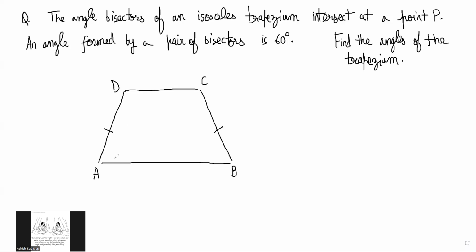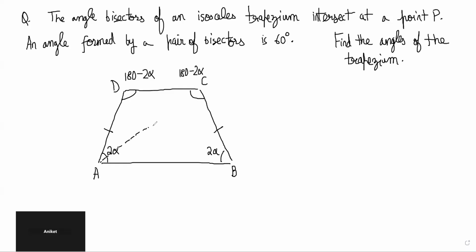If you take an isosceles trapezium like that, this angle and this angle have to be the same because it is an isosceles trapezium. We can call it 2 alpha and 2 alpha. Then this angle will be 180 minus 2 alpha, and this will be 180 minus 2 alpha. Is everyone understanding what I'm saying? Draw bisectors, and the bisectors are concurrent at this point P.